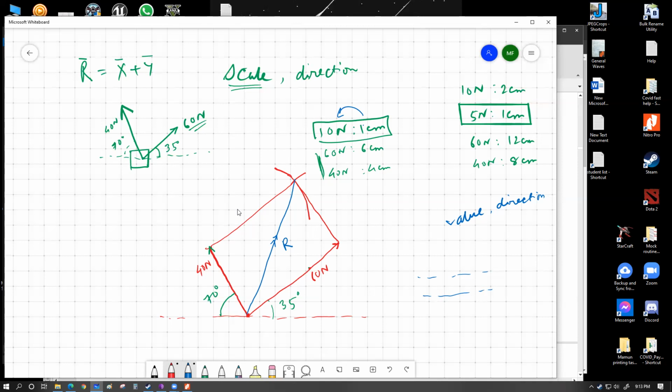Let's say that value would be maybe 72.5. I'm just coming up with random numbers. I don't know how much that is, I'm just assuming this number. And then you have to write the direction.